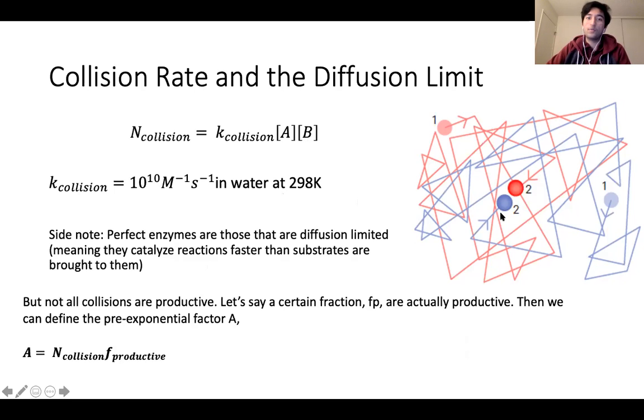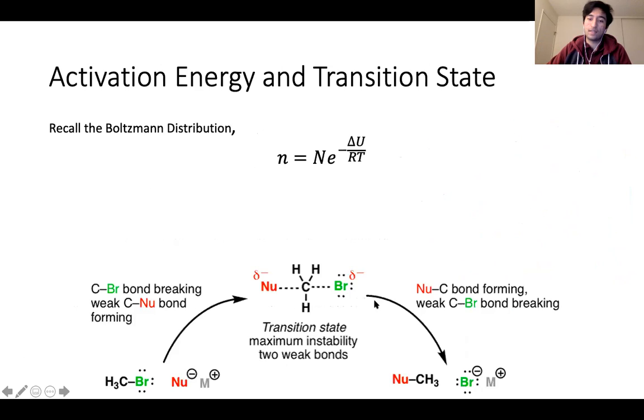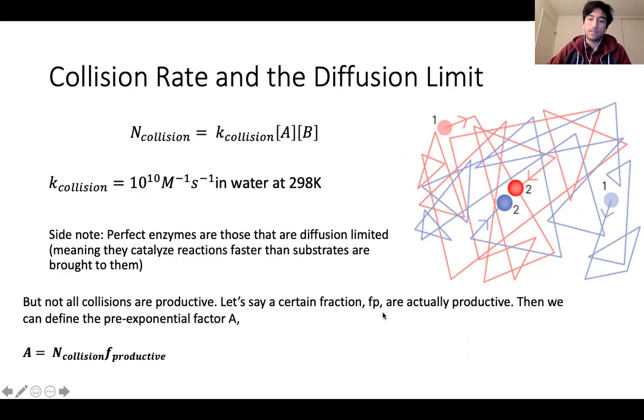But as we mentioned before in our discussion of things that determine the reaction rate, not every single collision is going to lead to a productive reaction happening, or not even every collision is going to be in the proper orientation in order for the molecules to even have a chance of reaching the transition state. And so that's why there's this notion of this fP that comes into play, because this is essentially our way of saying there's only a certain fraction of the actual collisions that are going to be productive. And that's what essentially defines the pre-exponential factor.